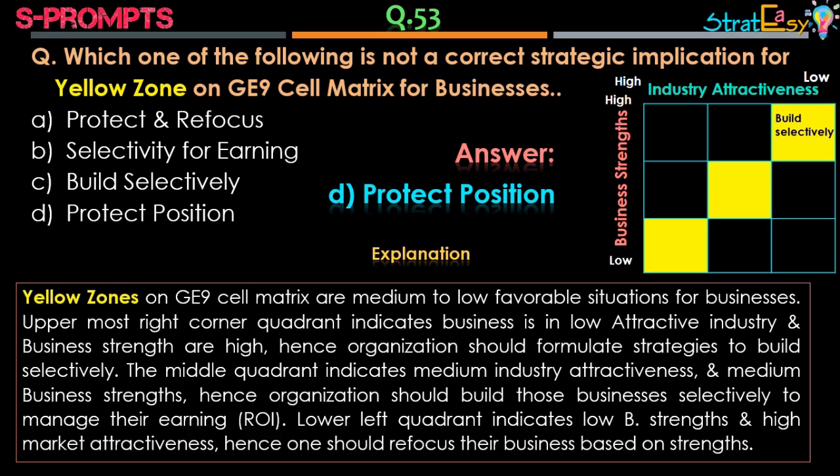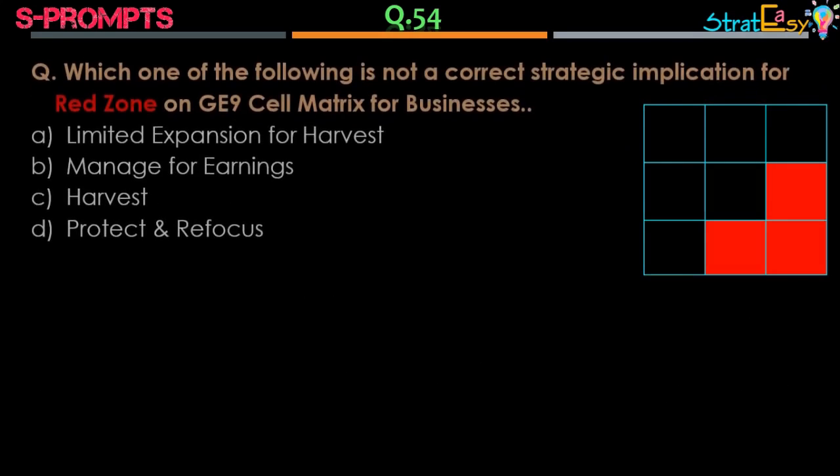The middle quadrant indicates medium industry attractiveness and medium business strength. Hence, organizations should build those businesses selectively to manage their earnings, that is, to get maximum return on investment with minimum spending on those products or segments. And the lower left quadrant indicates low business strength and high market attractiveness. Hence, one should focus or refocus their business based on the strengths which are available as compared to any of their competitors.